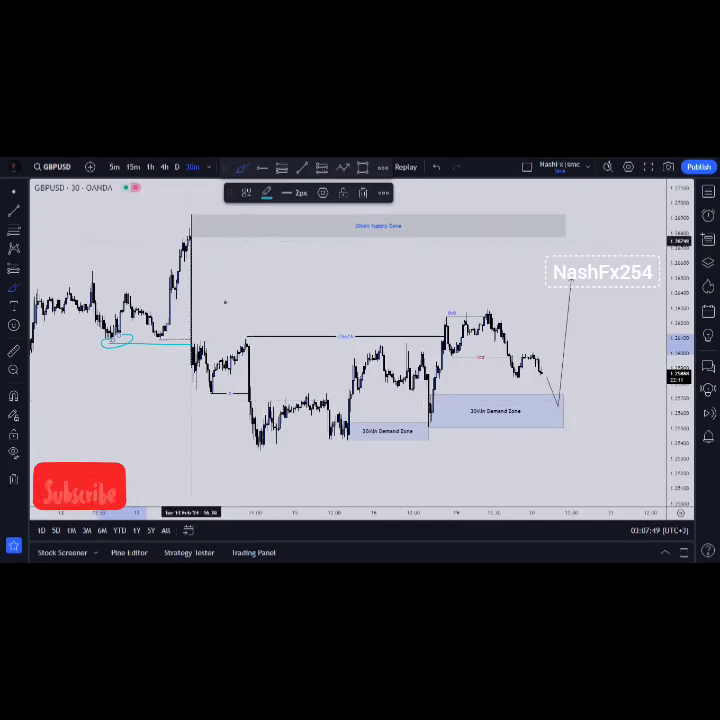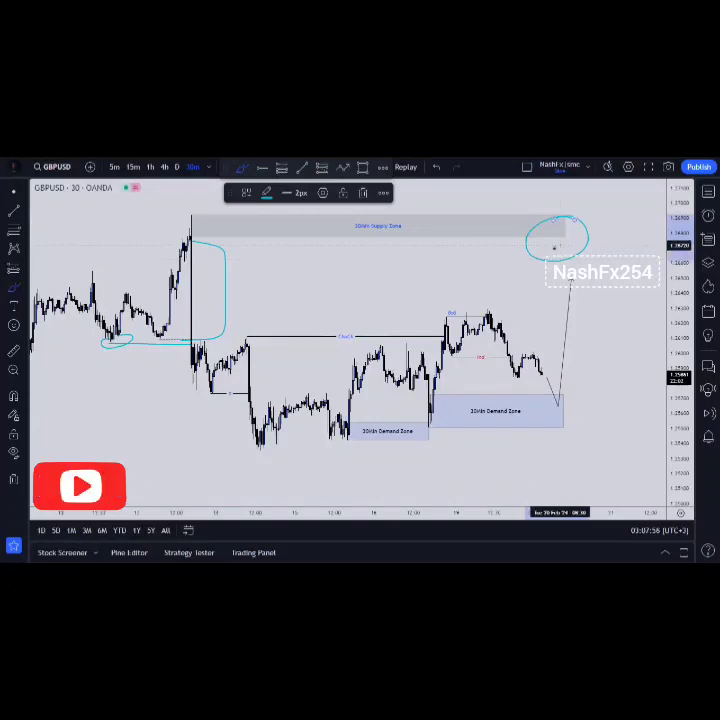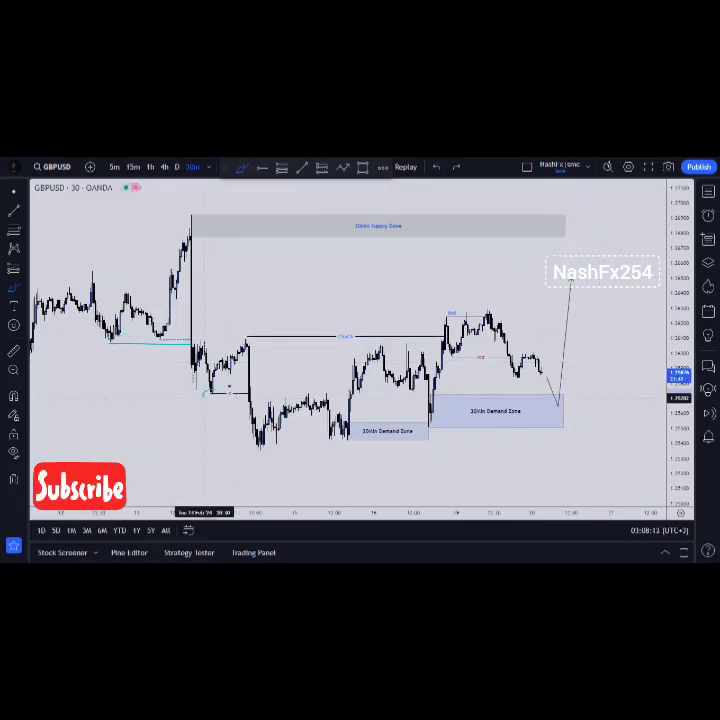Okay, so you can see we have a lot of imbalance in this area. So we anticipate the price to continue pushing up to this 30-minute supply zone over here to see the reaction, whether we'll continue to the 1-hour supply zone or even the 4-hour supply zone, or we'll have another drop again to the downside.